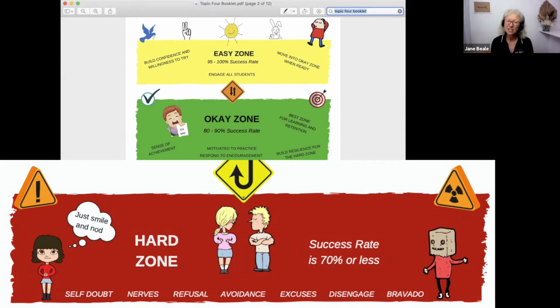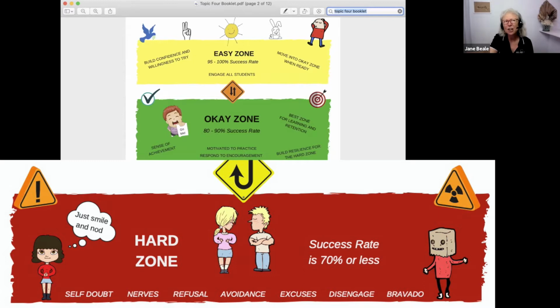Have you ever tried to learn something and it was too tricky and you went, oh, I just can't do this. I'll come back later. And when you come back later, you're like, I can't remember any of that. It's because you weren't engaged. You need to be in the okay zone to be learning and remembering. The hard zone, that's why it's called hard.